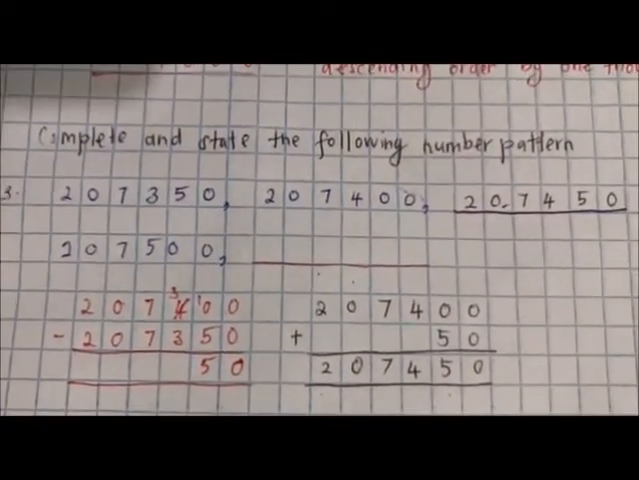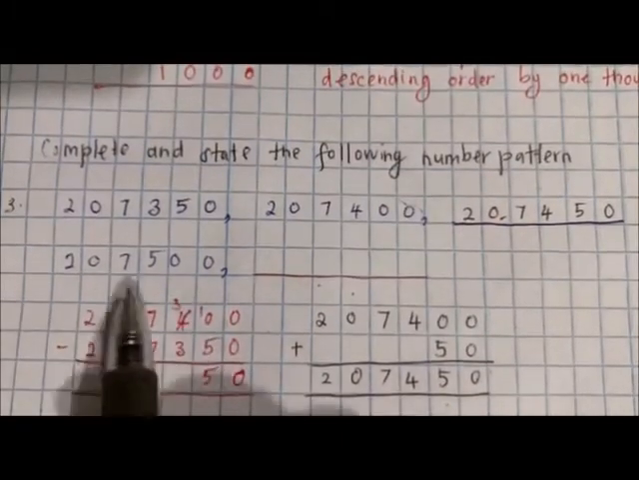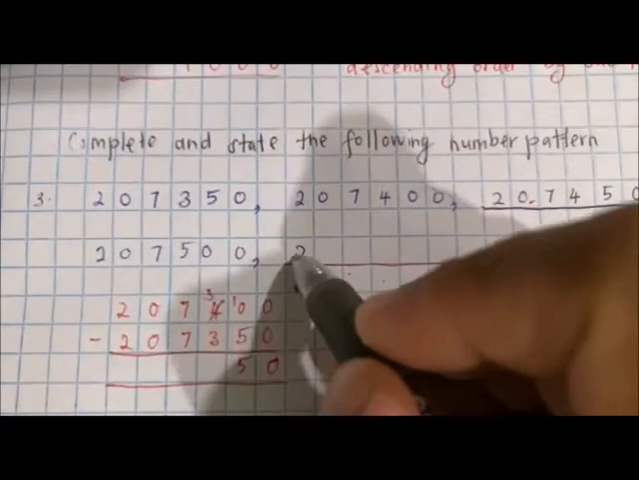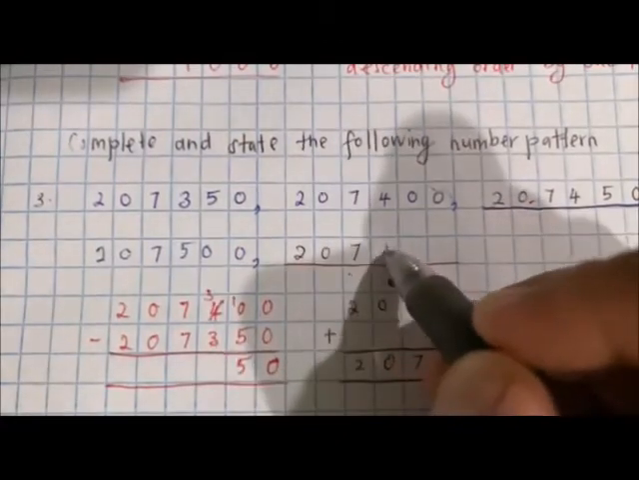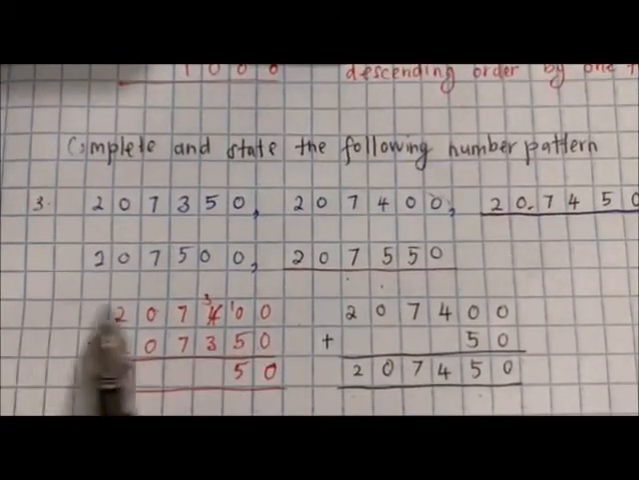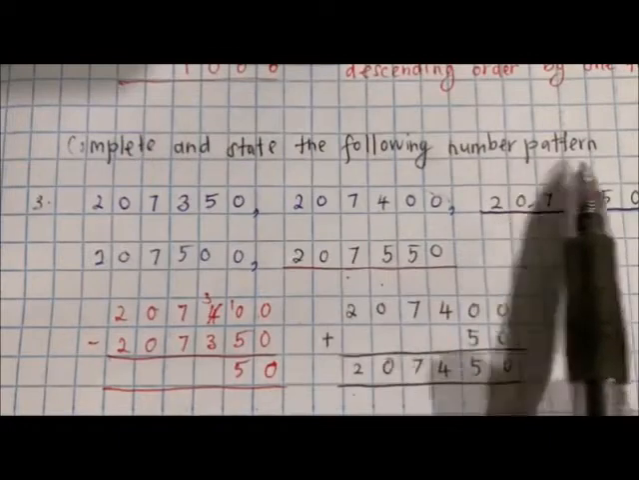207,450. So this one, same also, you need to plus 50. You can plus, 207,550. So you complete already, but you need to state the following number pattern.